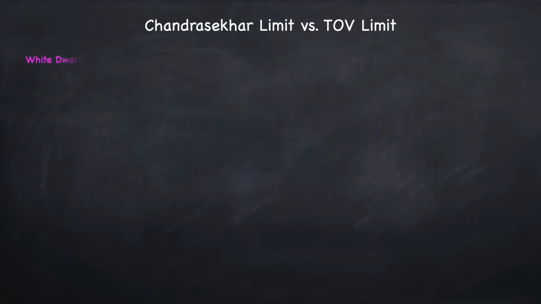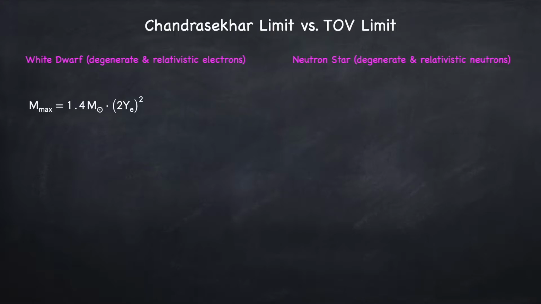So let's summarize what we found in that video for white dwarfs, and then see what the result would be for a neutron star. For the Chandrasekhar limit, we found that the maximum mass is equal to 1.4 solar masses times this quantity which I wrote as 2 times Ye squared. Ye, if you recall, is the electron fraction. It's the number of electrons divided by the number of baryons. And I wrote it as 2Ye because we expect Ye to be very close to 1/2.